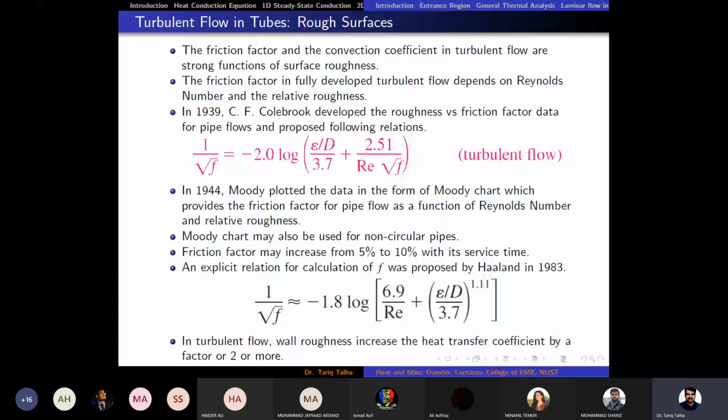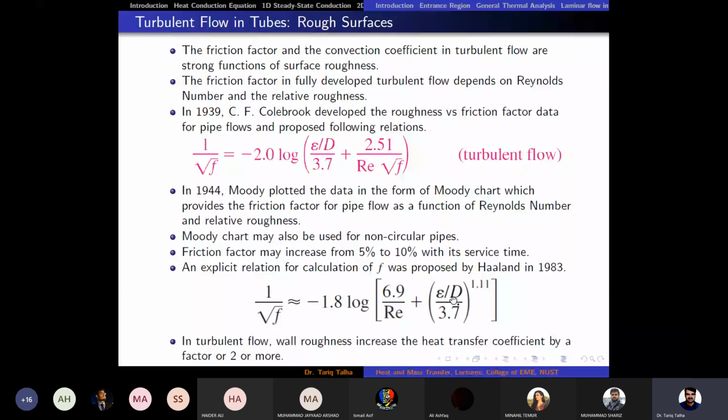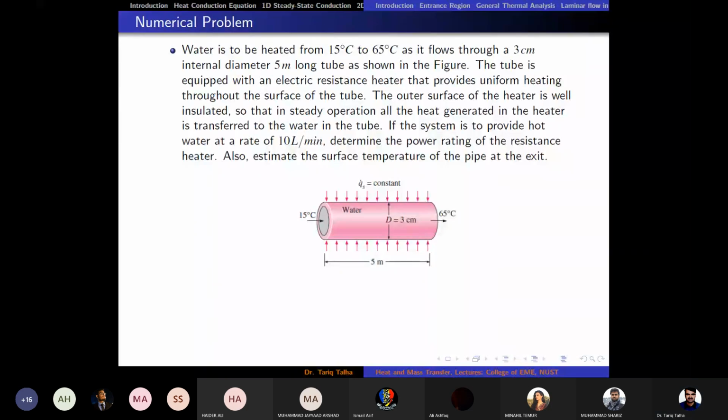So now the surface roughness values are given for some plastic, some commercially available pipes, so that we can calculate the f value by putting this epsilon value. Diameter here is the diameter of the pipe, and then we do one numerical problem for this.